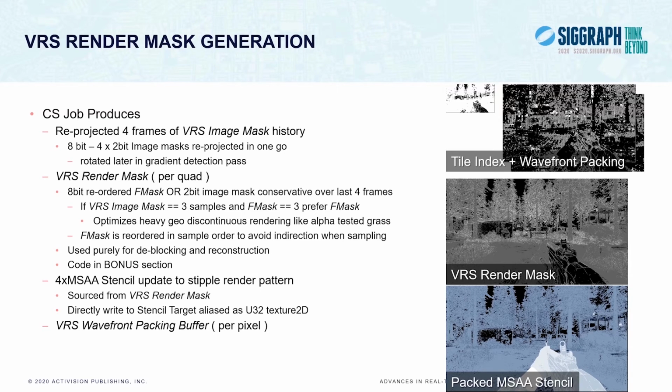Furthermore, fmask is reordered in sample order to avoid indirection when sampling later in the pipeline. The VRS render mask is used purely for deblocking and reconstruction. The code for generation of it is provided in the bonus section.